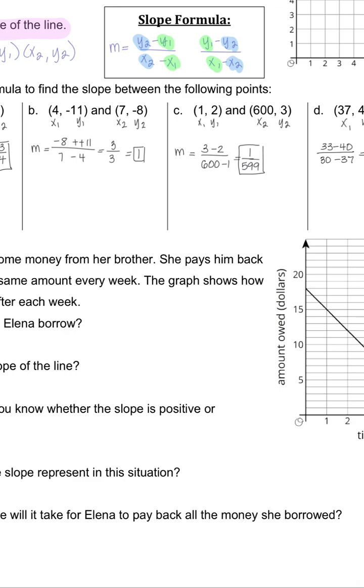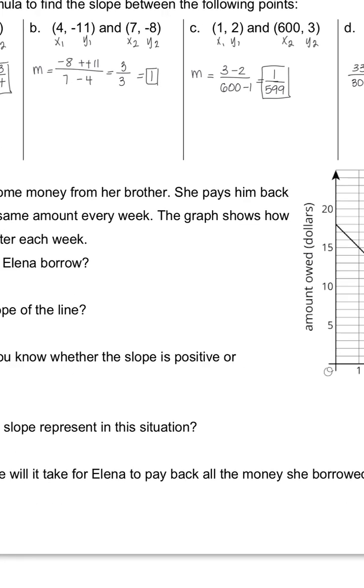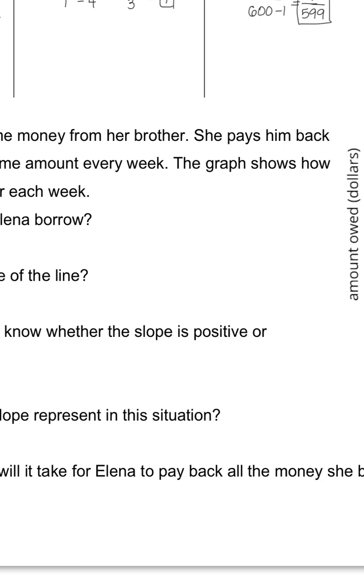For the next part, we are going to look at this situation here. Elena borrowed some money from her brother. She pays him back by giving him the same amount every week. The graph shows how much she owes after each week. So each x value represents the time in weeks, and then the amount owed. So we can see our graph over here.